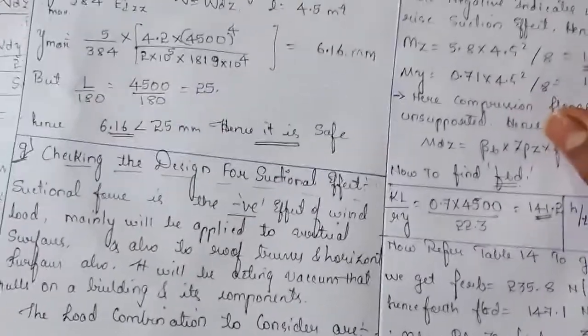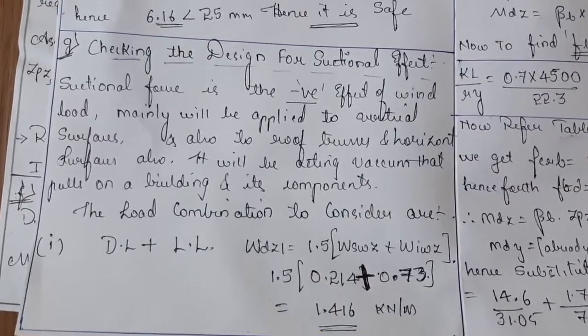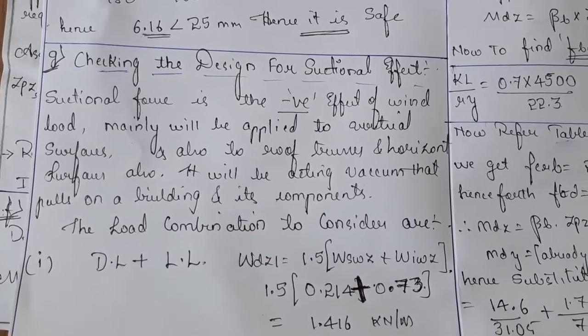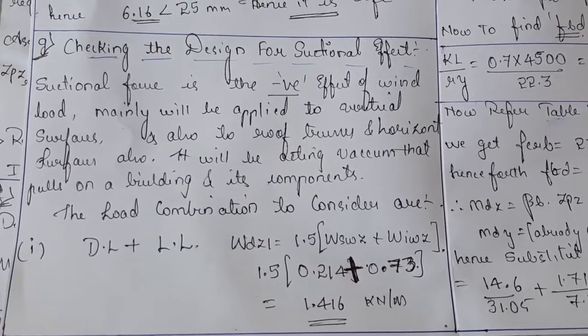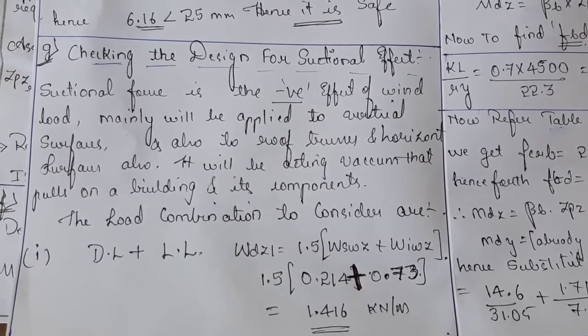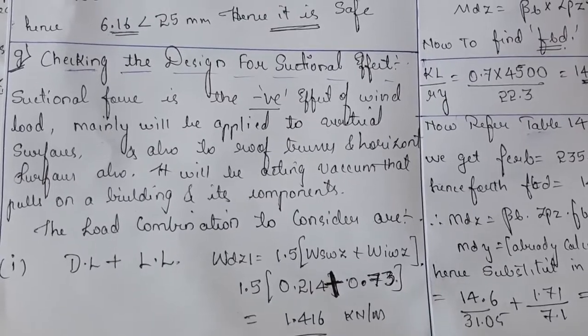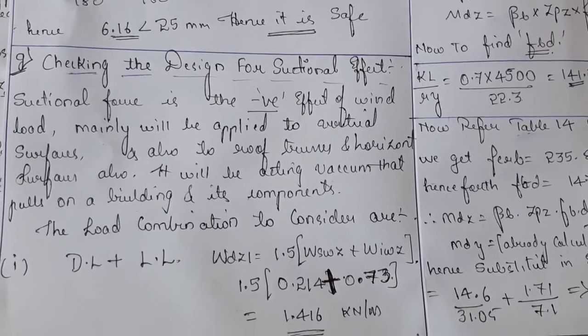Now the one part which was left out is design for suctional effect. What is the suctional effect? We have to understand that. Suctional force is a negative effect of wind load, mainly applied to vertical surfaces and also to roof trusses and horizontal surfaces. It acts like a vacuum that pulls on a building and its components. So there will be two load combinations, out of which you have to select the one which is negative, because the suctional effect is the negative wind load only.